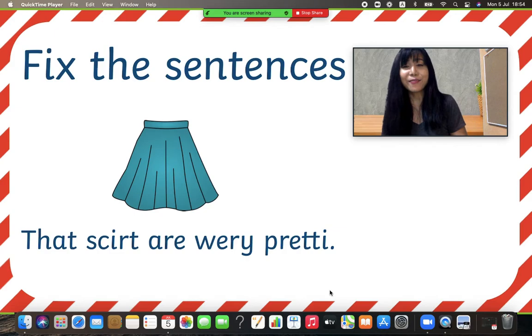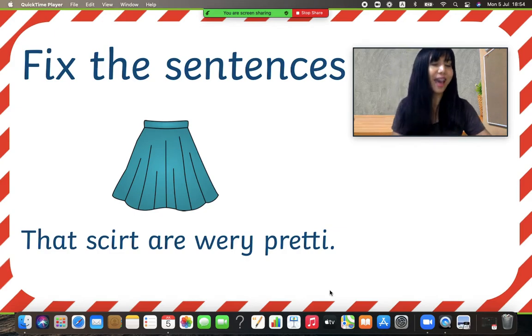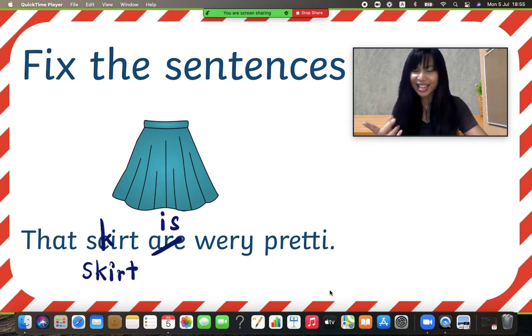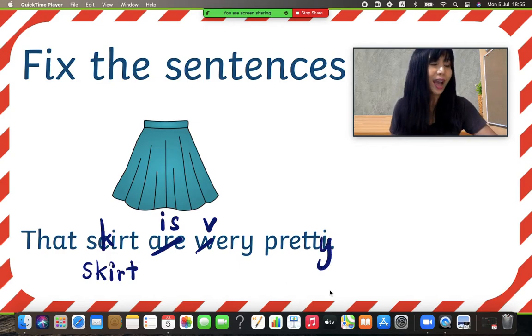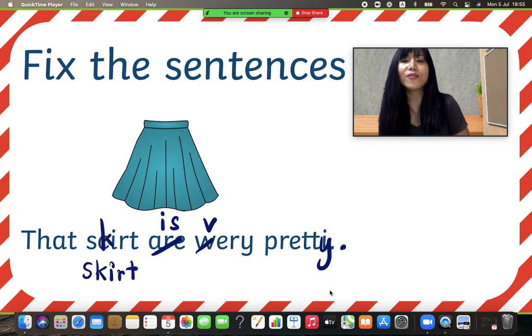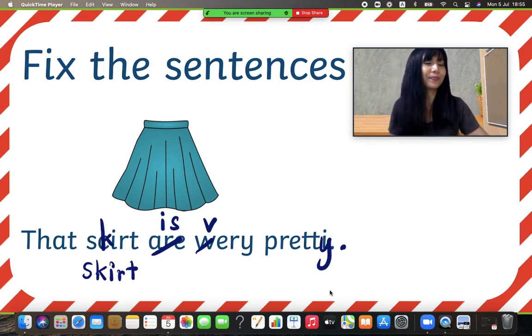That skirt is very pretty. Okay, that skirt. Skirt, singular. Is. Okay. That skirt is very. This is V. Okay, very pretty. Why? Full stop. Pretty. That skirt is very pretty. Next.